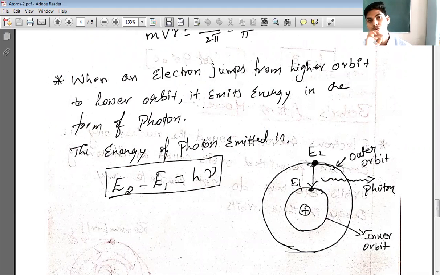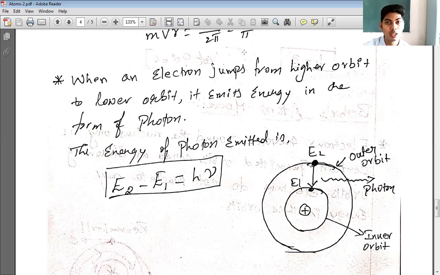Now in Rutherford model, he said that electron revolves in all possible orbits. So during its revolution around the nucleus, electron will be continuously losing the energy. Because of it, electron follows spiral path and eventually falls into the nucleus. This was the theory regarding energy emission in Rutherford's model.